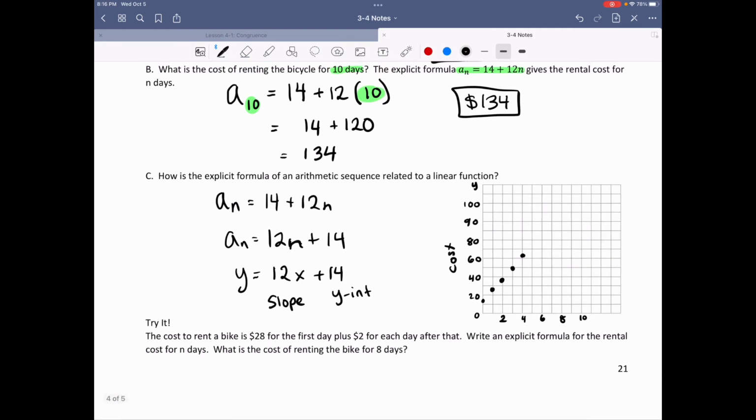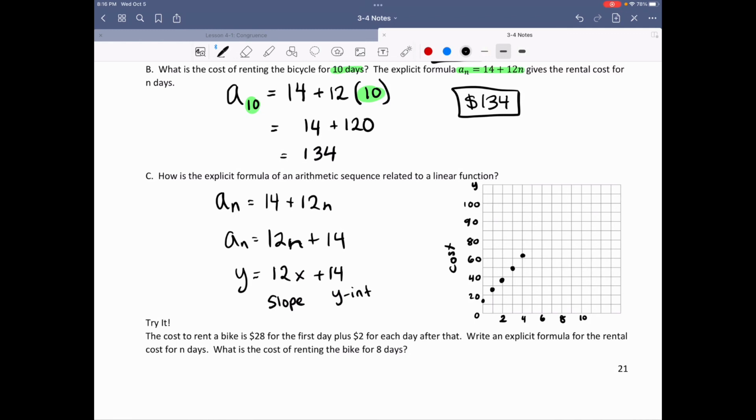All right. Try it. The cost to rent a bike is $28 for the first day plus $2 for each day after that. Write an explicit formula for the rental cost for n days. What is the cost of renting the bike for 8 days? So this is also a linear function, but it's a little bit different.